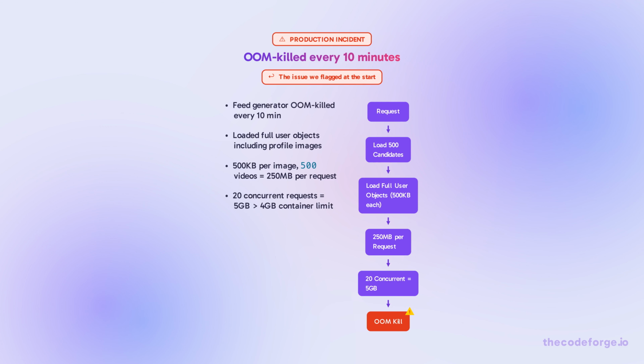This is the same issue we highlighted at the start. Here's exactly why that happened. The feed generator was loading full video metadata including user profile pictures for each video in the candidate pool. For a pool of 500 videos, that's 500 user objects with profile images. Each image was 500 KB on average, leading to 250 MB per request. With 20 concurrent requests, that's 5 GB over the 4 GB container limit.